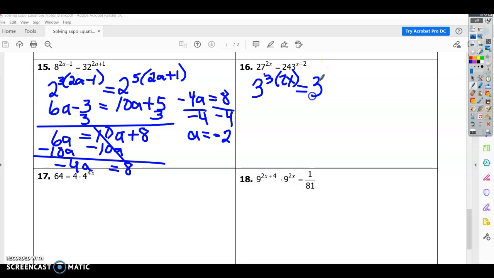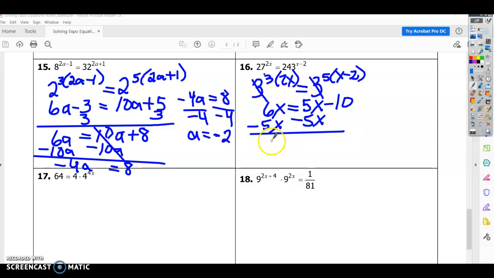So go to your chart. And I'm going to say this is 3 to the 5th times x minus 2. And then this cancels. So I've got 6x. And this is 5x. And 5 times negative 2 is negative 10. Minus 5x. So x equals negative 10.